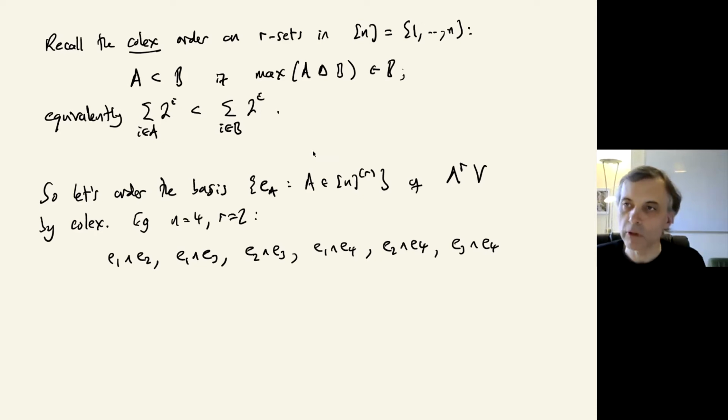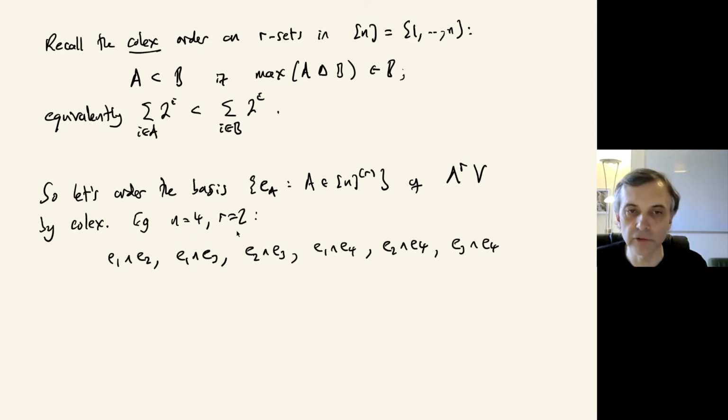Okay. So when we take a basis, and remember we're generally going to be using just this standard unit basis, these e_i, we'll order them. The basis consists of all r-sets, or corresponds to the collection of r-sets, e_A. We'll order them by colex order.